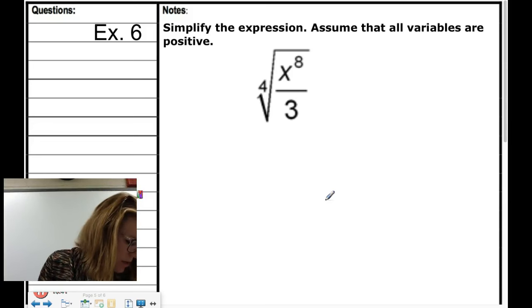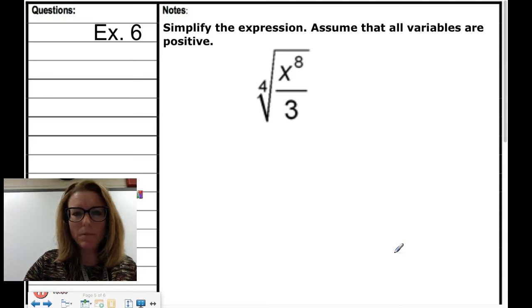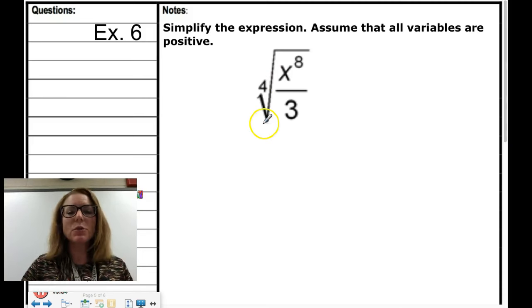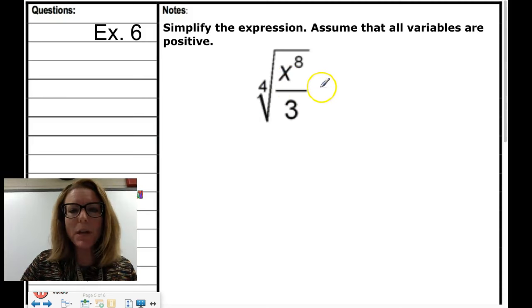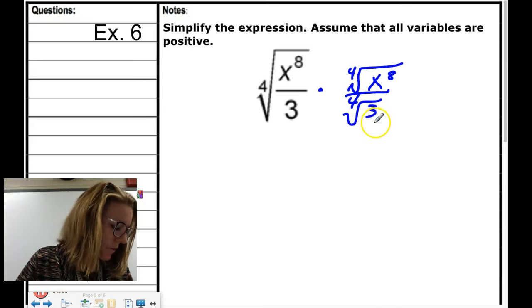And this one, we're going to go through this one right now. Okay, so what we have here is a division one. So I have to go through this because I didn't go through one yet. Right now, based on the property, I'm going to break this up into 2 separate radicals. So we have the 4th root of x to the 8th over the 4th root of 3. You have to do that number 1.